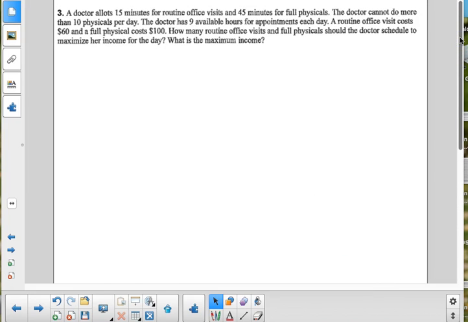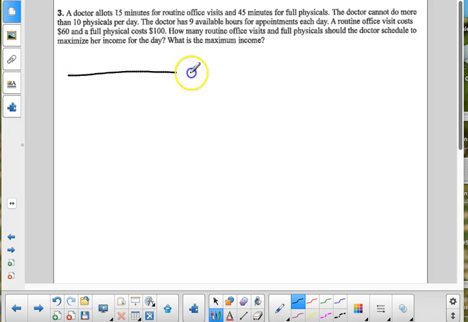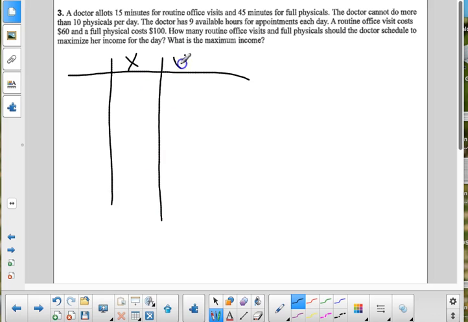Okay, so step 1, whenever you have to do the linear programming, just automatically make this table. If you want to write total, max, whatever, doesn't matter. And then you got to figure out the variables. So go to the very end, and we're being asked a question to figure out what? Go back one sentence. How many of each type of visit she should do. So whatever question you're being asked at the end, your variables have to answer them. So in this case, what will our X stand for? Routine visits, and then Y will be the physicals.